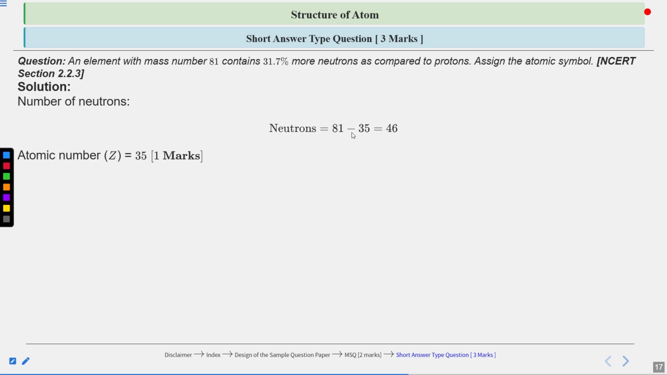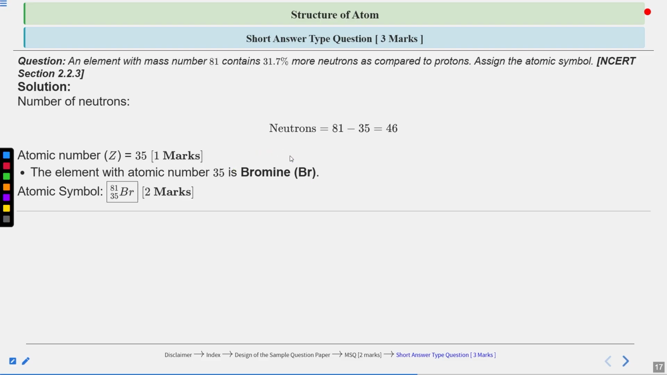So if you know the atomic number, you are getting the 1 mark here, because it is equal to the number of protons. We have written it as 35. Now, which is the element that has atomic number 35? It will be bromine. Then we can write the atomic symbol: 81 as the mass number, 35 as the atomic number, and Br is the element that we're talking about.